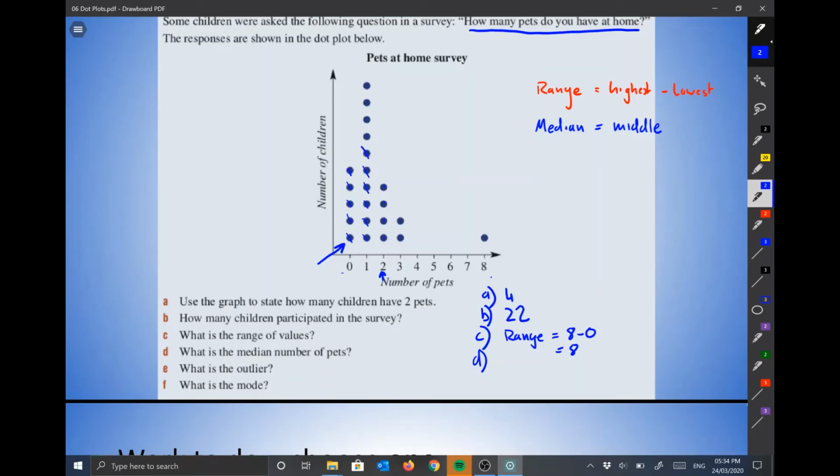Now, back when we first looked at median, if we had the median in the middle here, we would have taken the average of the 2 scores either side of it to find the median. But in this case, the 2 scores either side of the middle are exactly the same. So that means our median is going to just be 1.